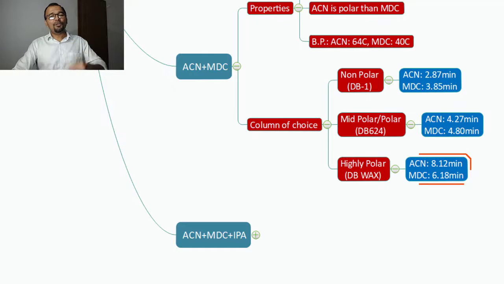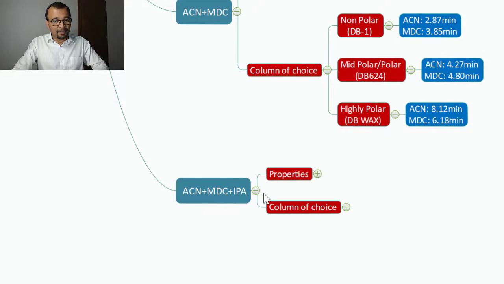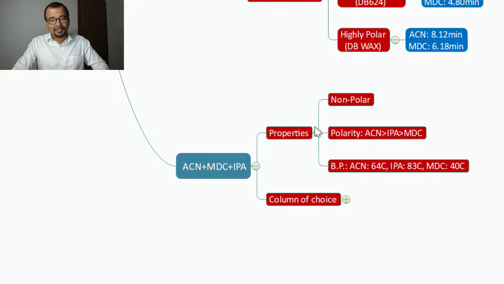Now let us talk about the mixture of sample containing ACN, MDC and IPA, that is acetonitrile, methylene dichloride and IPA. So what are the chemical properties of these three different solvents? They are altogether non-polar, but if you look at the polarity, the ACN is more polar as compared to IPA and IPA is more polar as compared to MDC.